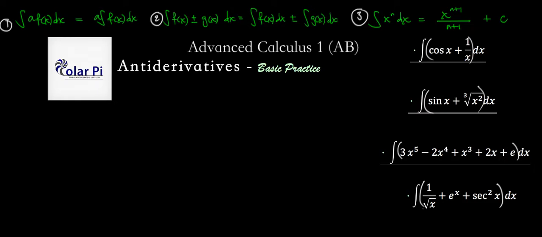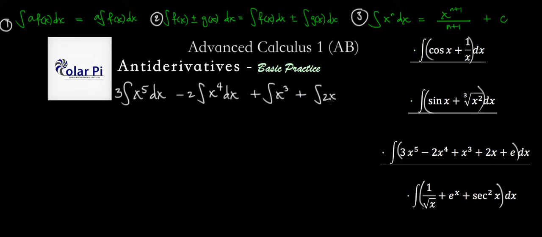So the third example says this. It's the antiderivative of, well, first we could do this, right? 3 and then x to the 5th dx, and then minus 2 times integral x to the 4th dx, right? And then plus integral x cubed, and then plus, and I'm going to take exception and keep the constant 2 inside here, and you'll see why I wanted to do that.